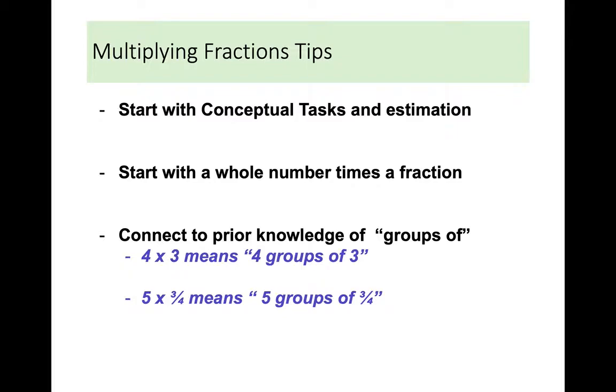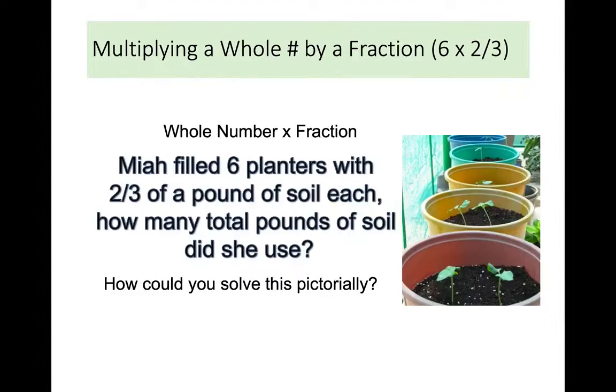So let's start there, all right, with thinking about the groups meaning of multiplication. So here's a little scenario to start with that in mind. Let's suppose Mia filled 6 planters with 2/3 of a pound of soil each. How many total pounds of soil did she use? Well, to start with this, we may begin with estimation questions, things like this. Do you think she used more than 6 pounds of soil or less than 6 pounds of soil? Well, if we understand the problem, we realize she had 6 planters, each had less than a pound, so it must be less than 6 pounds.